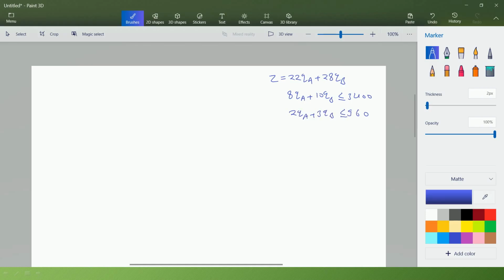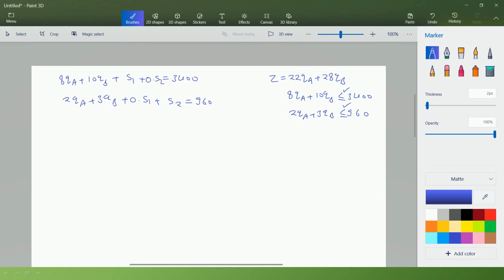In the simplex method, we first remove the inequality constraint using a slack or surplus variable. I will write 8QA plus 10QB plus S1 equal to 3400. Now here I will write 2QA plus 3QB plus S2 equal to 960. This will not affect this equation, so here I can also write 0 multiplied by S2.